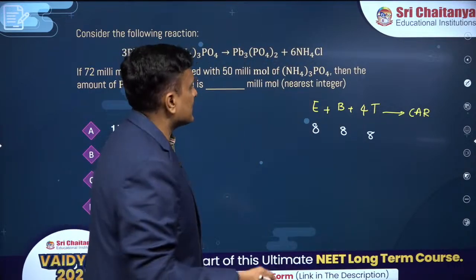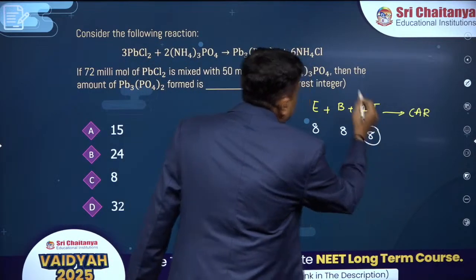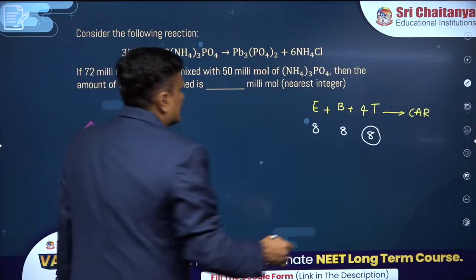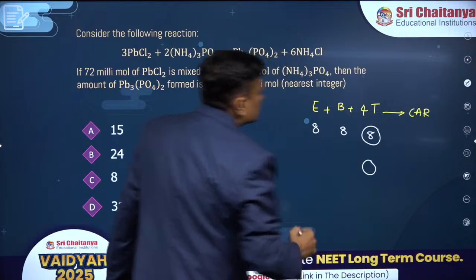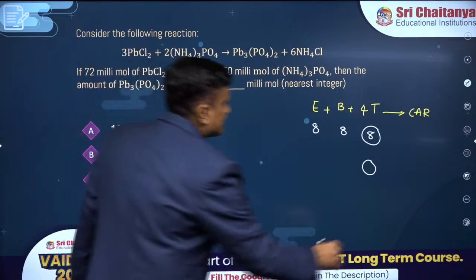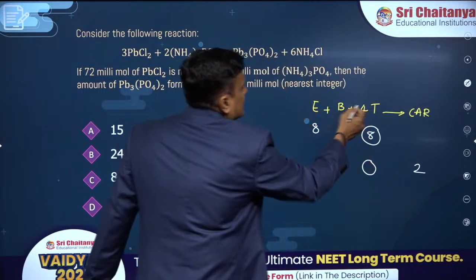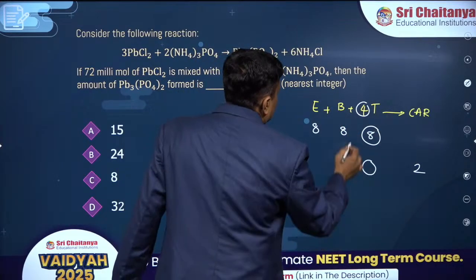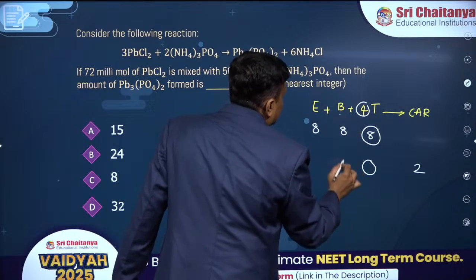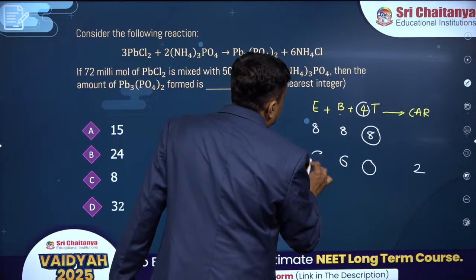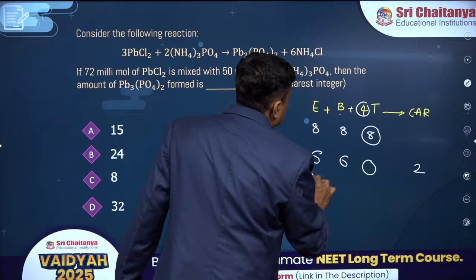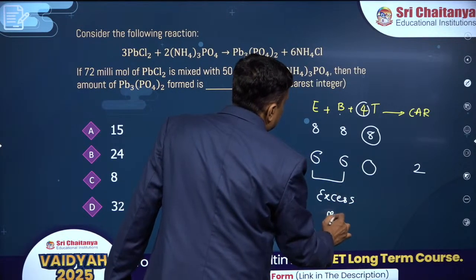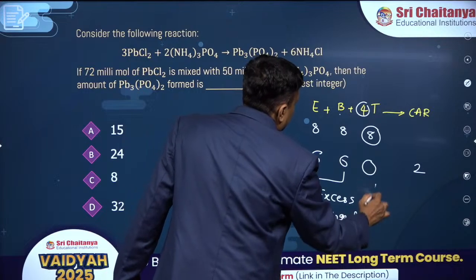Two cars, isn't it? I can make 2 cars, right? Because each car requires 4 tires, so I have 8 tires. That means I can make 2 cars. For 2 cars you require 2 bodies, so 6 bodies are remaining, 6 engines are remaining. Therefore these 2 are excess reagent, and this is what you call the limiting reagent.